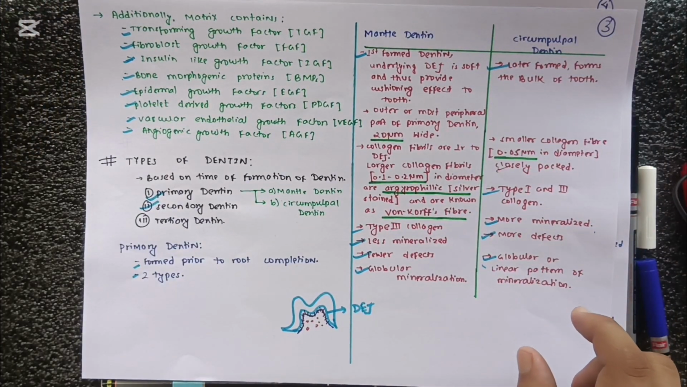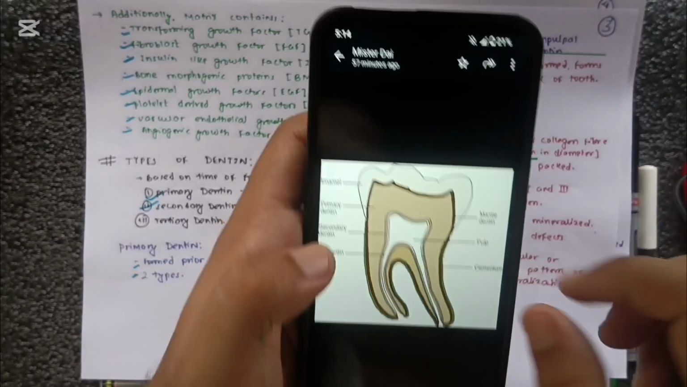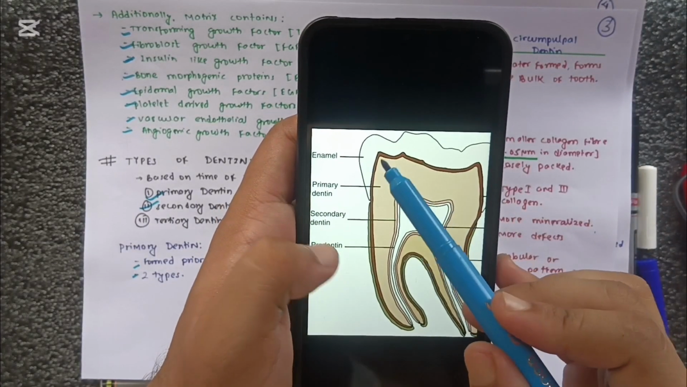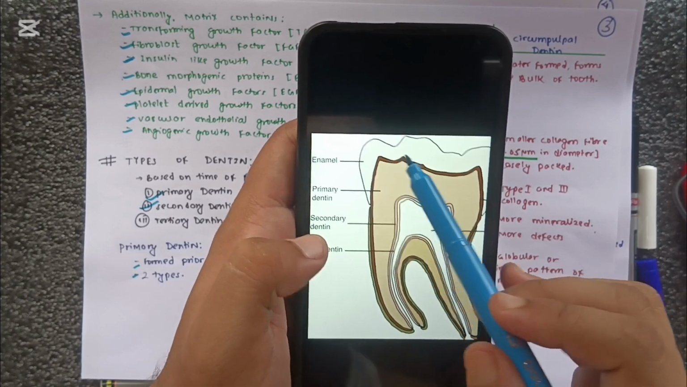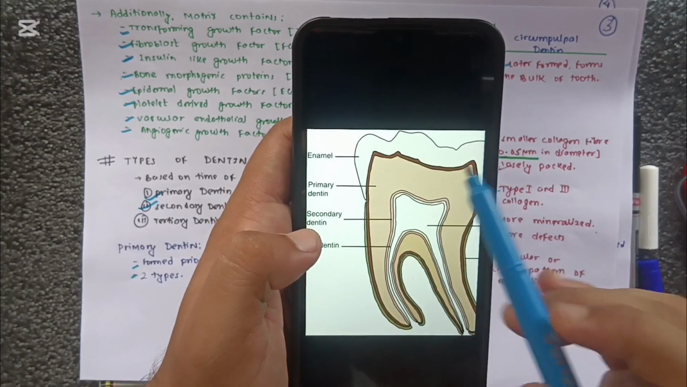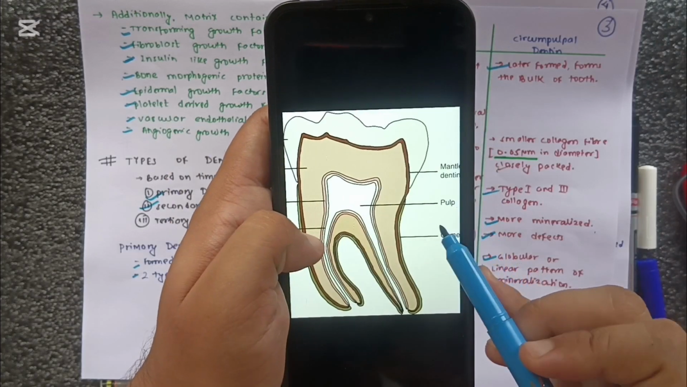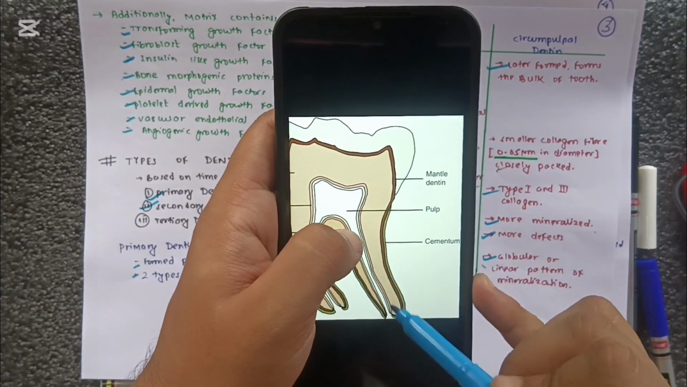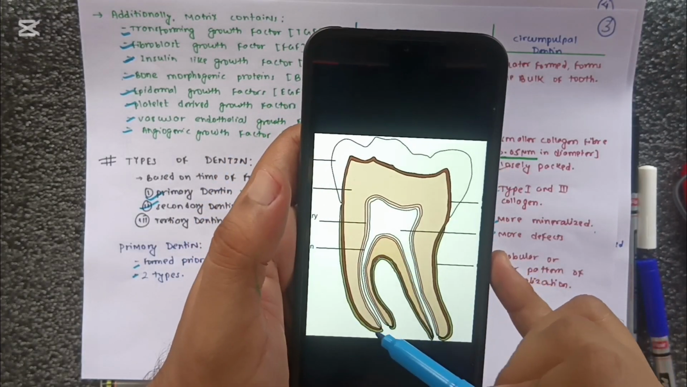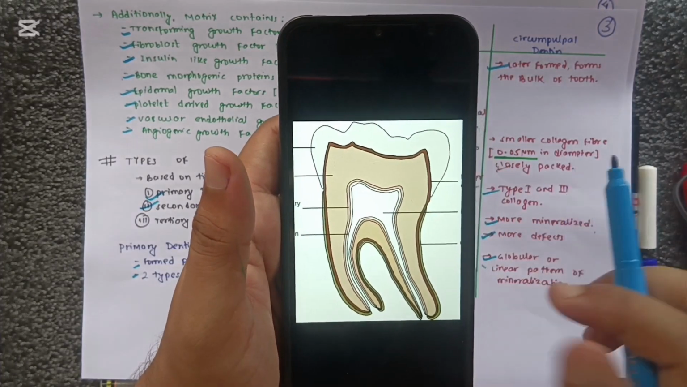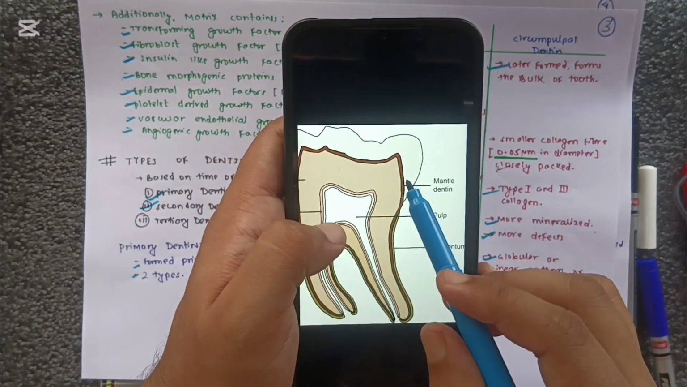And for this I have one picture, so let's see this picture now. As shown here, this is the enamel, the white colored portion. After this, this brownish pattern of dentin is just like a narrow band.